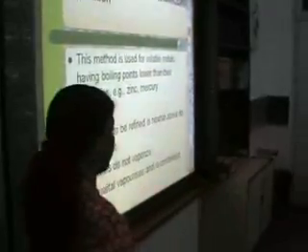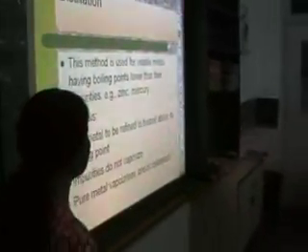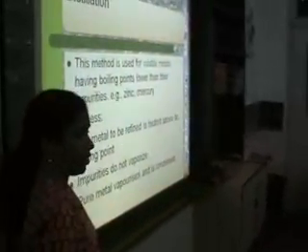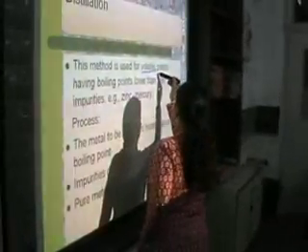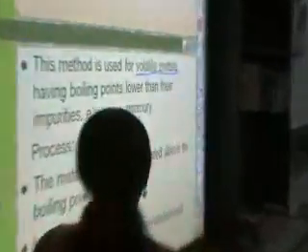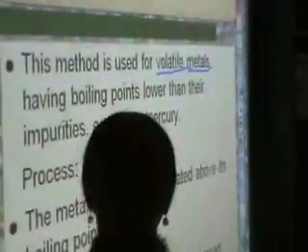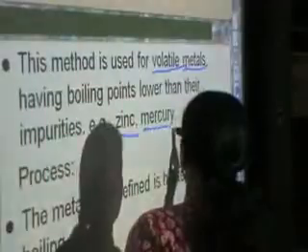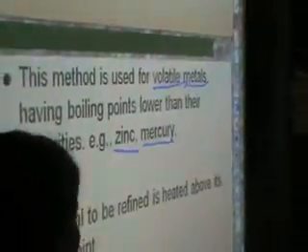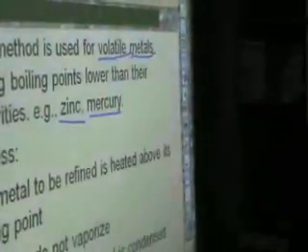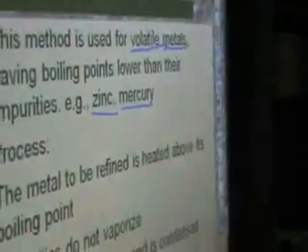Only the first point. Only the first point. That's it. For what are we using this? Underline the word volatile. Also take down the kind of metal which we can separate. What do we understand by volatile? Only the first point and that's it. Stop writing.